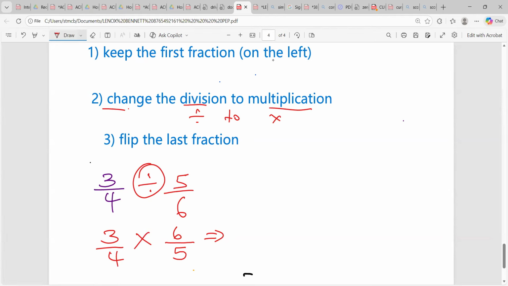Deandra, what does the multiplication rule say? What do we do next? Go ahead, Deandra. What's the next move? Sir, you keep the first fraction on the left. But we did that already. So it's the next one from here. We are at this point.